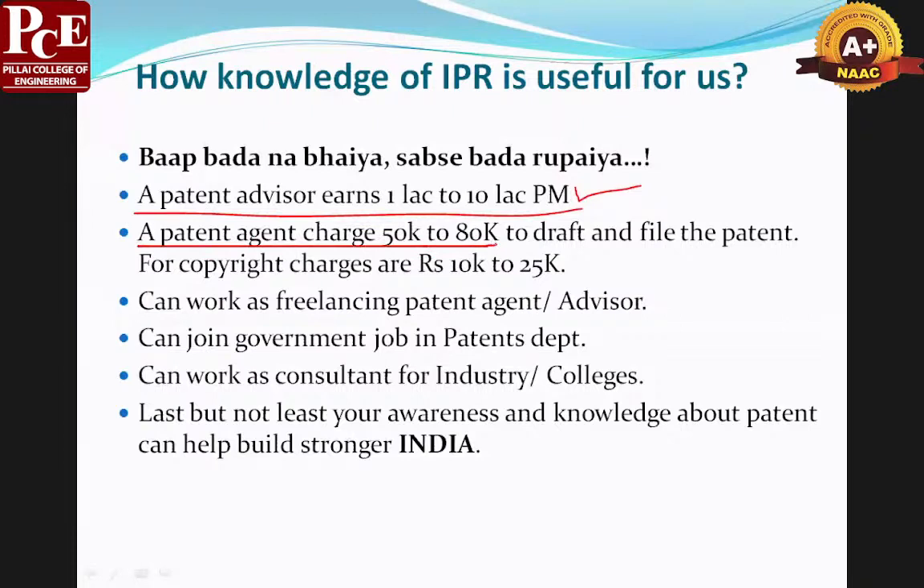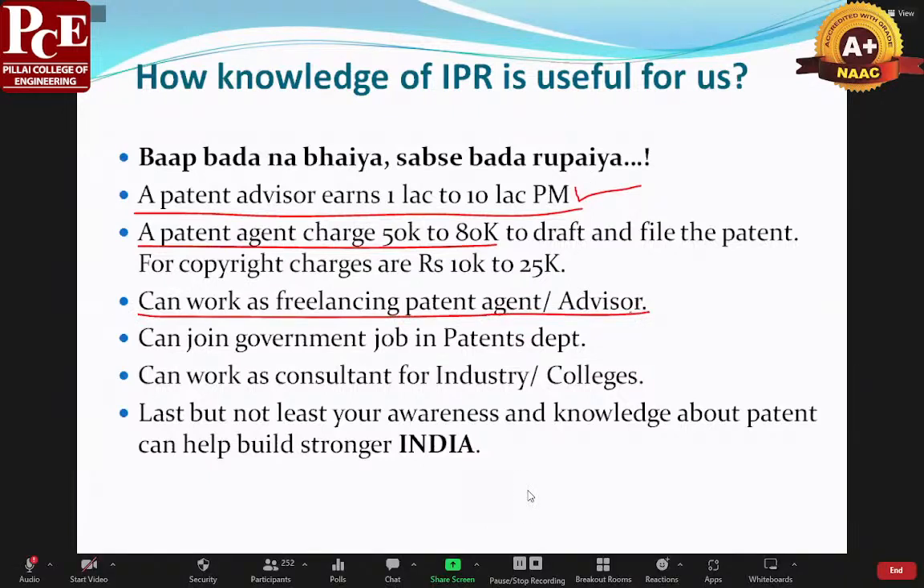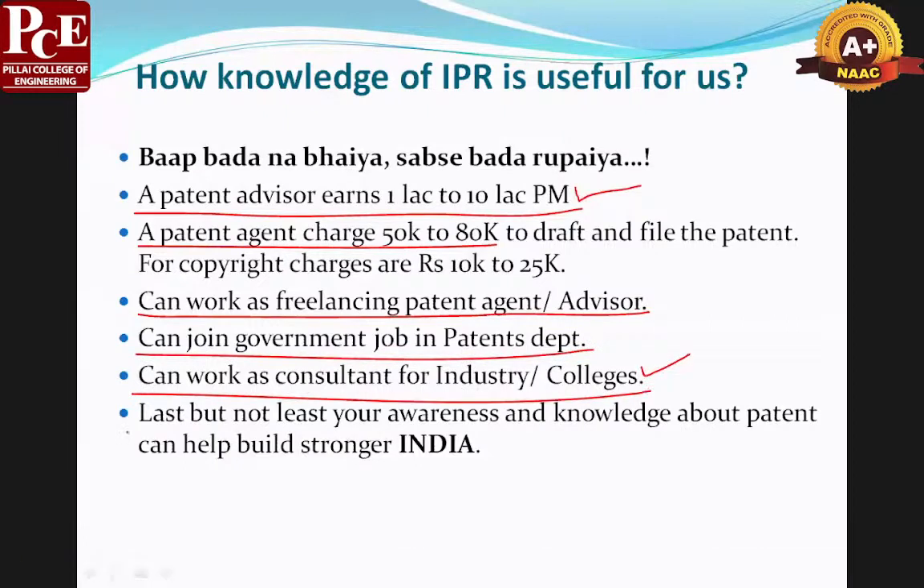If you are freelancing as a patent agent, they charge 50K to 80K to draft and file the patent. That's it. So you can work as a freelance patent agent and advisor apart from your other job or any other assignment. You can join a government job in the patents department. You can work as a consultant for industry or colleges. And last but not least, your awareness of patent knowledge can help build a stronger India. How will this help build a stronger India?